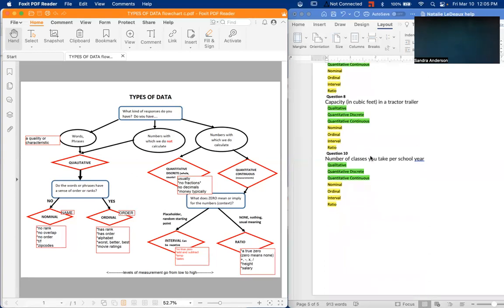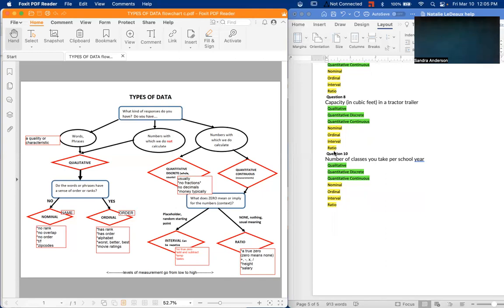The capacity in cubic feet in a tractor trailer, again, that's a measurement, so quantitative, continuous, and you could have 0 capacity if it's already full or whatever. So it does have a true 0. It can't be a negative capacity, so it's ratio.